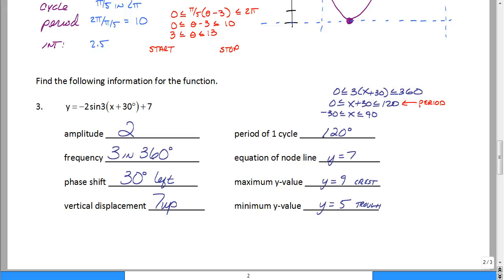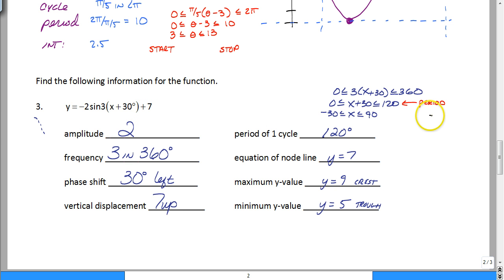You should have an amplitude of 2, not -2. The amplitude is 2. The negative just tells you if you're going to start by going up or down. This one would start by going down. The frequency is 3 in 360. Notice this is in degrees, so instead of 2 pi, you would say 360. The phase shift is 30 degrees to the left because it's opposite of what you think, so plus means left. Your vertical displacement is 7 up.